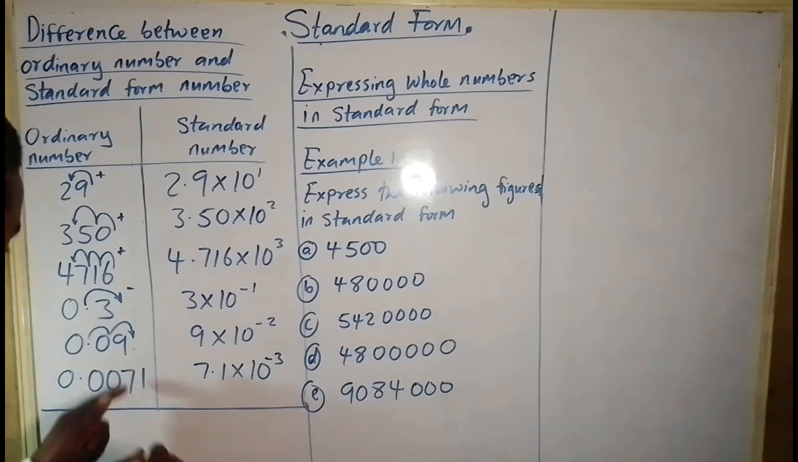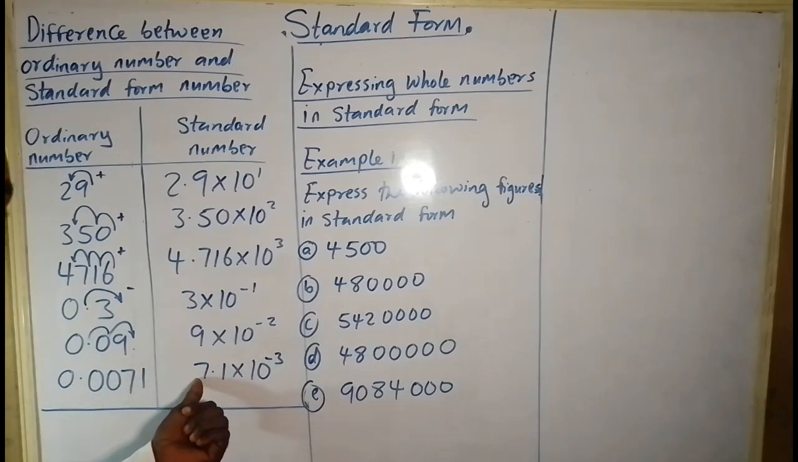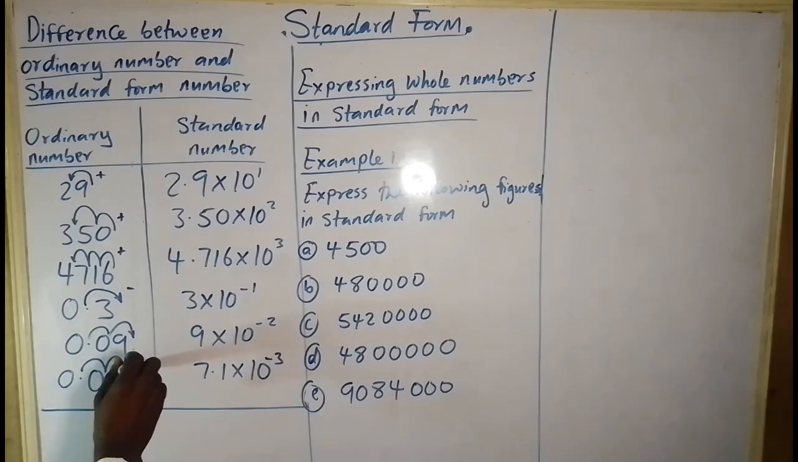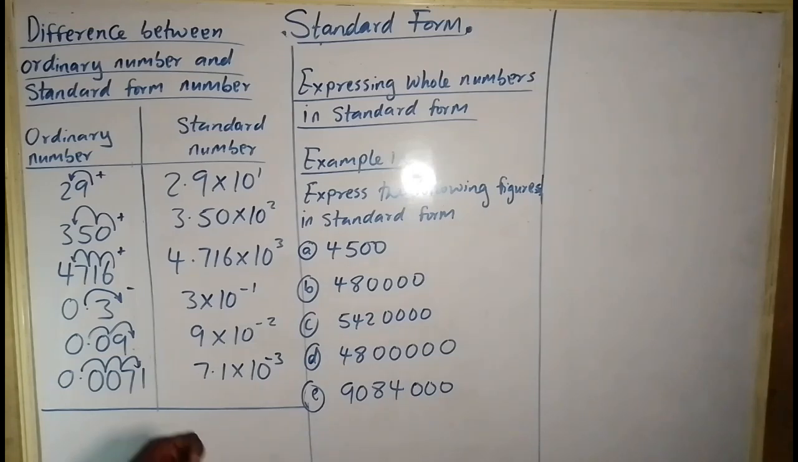The next one is what? 0.0071. So let's put our point after this 7, which was the number greater than or equal to 1 and less than 10. So we count 1, 2, 3. You put your point in between the 7 and 1. And that would be what? 7.1 times 10 raised to power what?